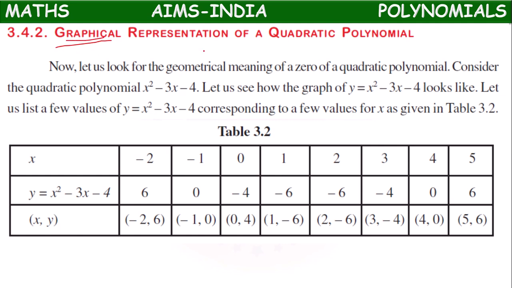Let's see the graphical representation of a quadratic polynomial. We have a quadratic polynomial, x square minus 3x minus 4. Let us assume y equal to x square minus 3x minus 4. We are assuming this as y.